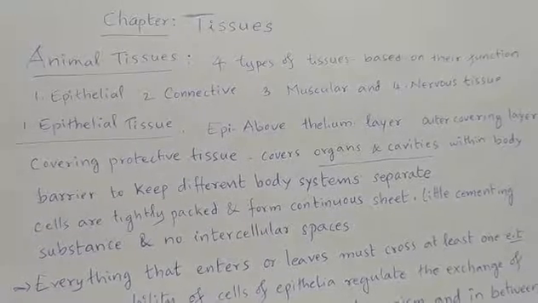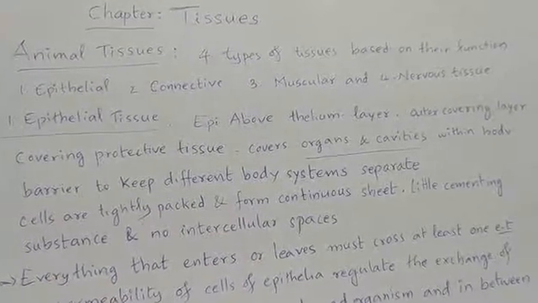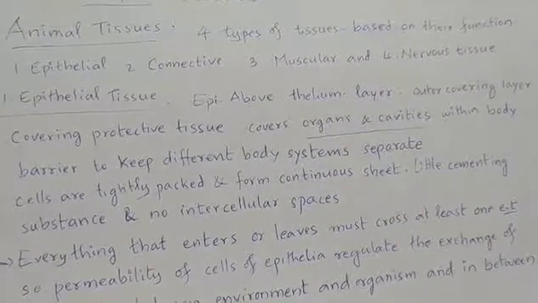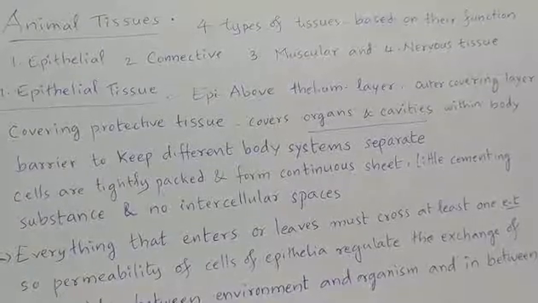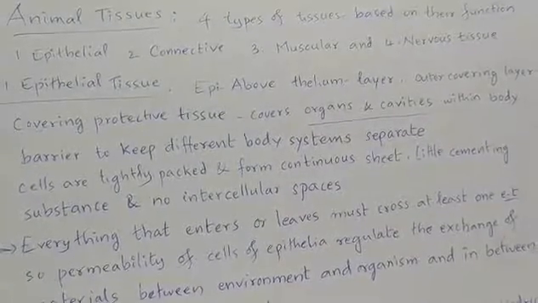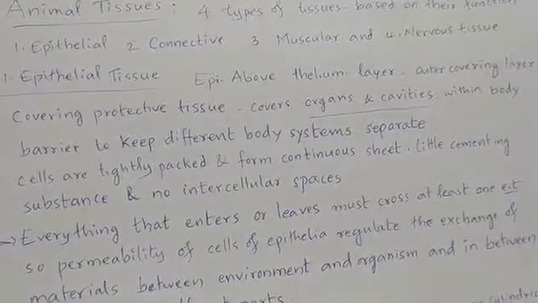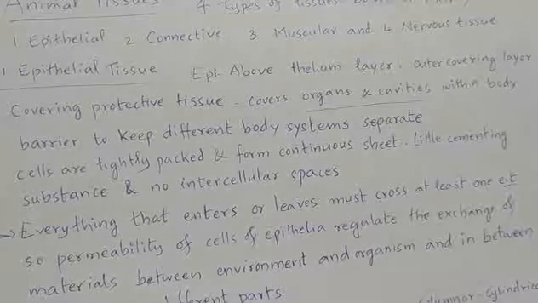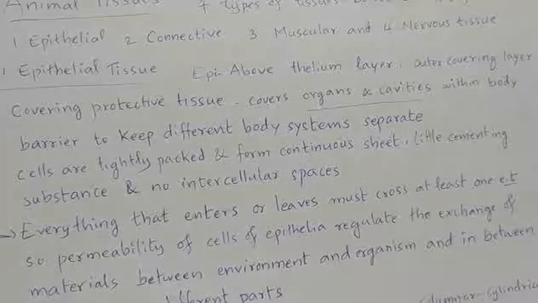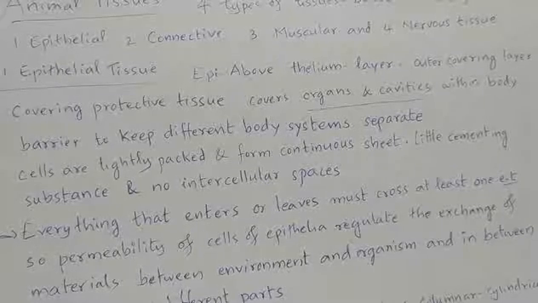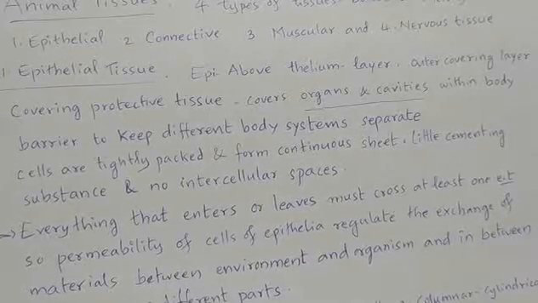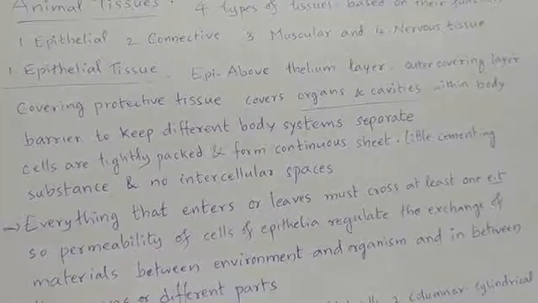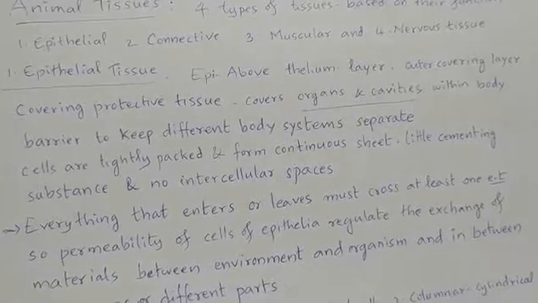The cells of epithelial tissue are tightly packed so that they can form a continuous sheet, and very little cementing substance is present between the cells of epithelial tissue, and generally intercellular spaces are absent between the cells of epithelial tissue in order to maintain the intactness.